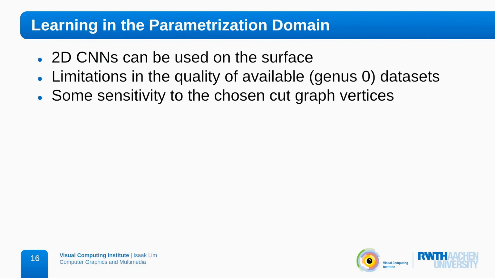And since the shapes have to be cut open, they're also sensitive to the chosen cut graph vertices. However, this effect can be mitigated by choosing many different cuts randomly during the training process, and then typically these networks are somewhat robust to that choice.